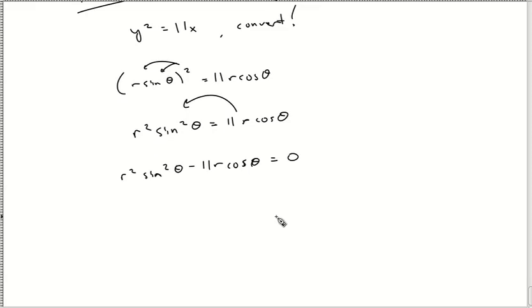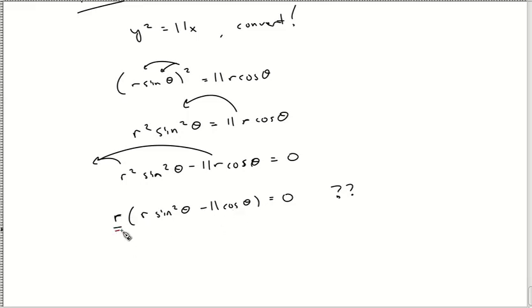You could distribute the square as long as there's not a plus or a minus on the inside, but it's a very common mistake to do the wrong thing, so watch out. Okay, so I'm going to factor out an r, leaving behind r sine squared minus 11 cosine, and I'm kind of puzzled. I'm supposed to get r by itself, and it just looks weird. I got an r here, and I got an r here. How am I supposed to get rid of one of those r's?